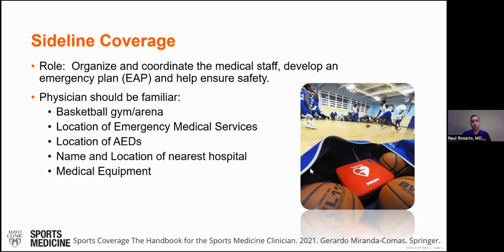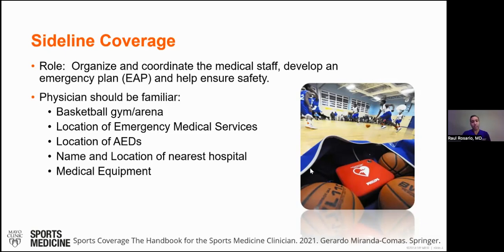But once on the court, which is the main reason that you're there, to manage emergencies, there are a few things you need to be familiar with. Number one, I always say you have to be familiar with the arena or the gym. You have to know where the exits are, and if there's an emergency, where you're going to leave to find the ambulance. So you're familiar with the stadium or the arena.